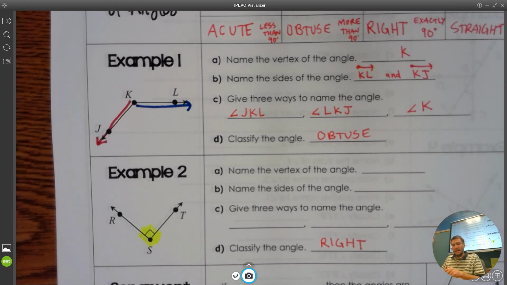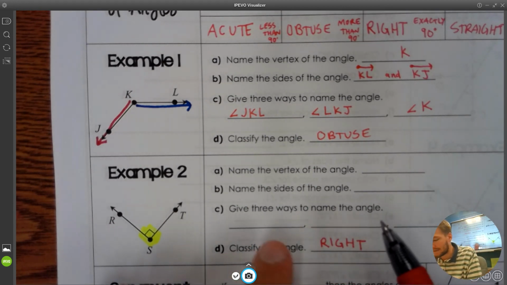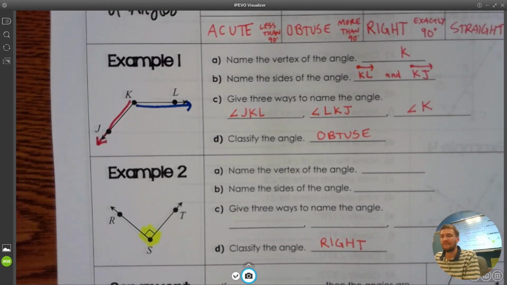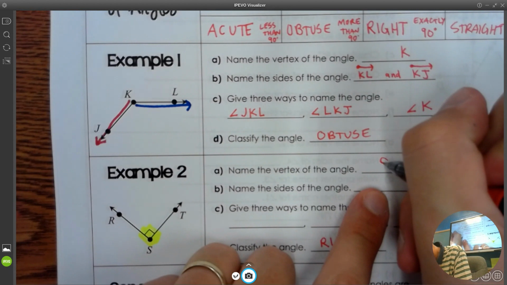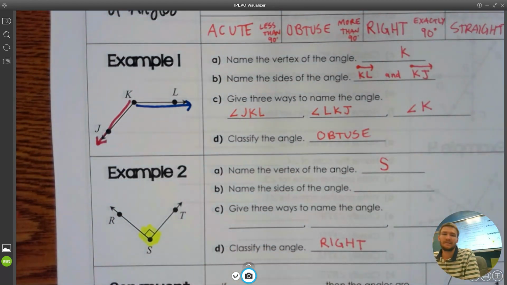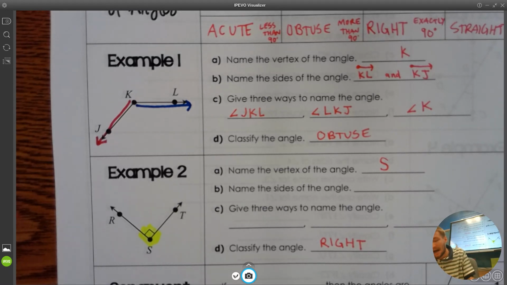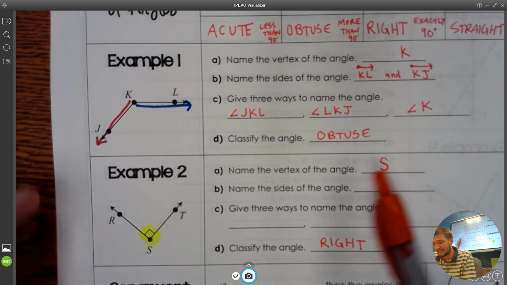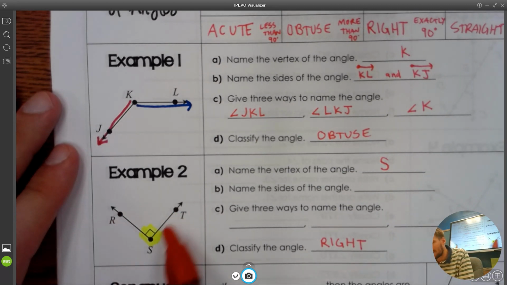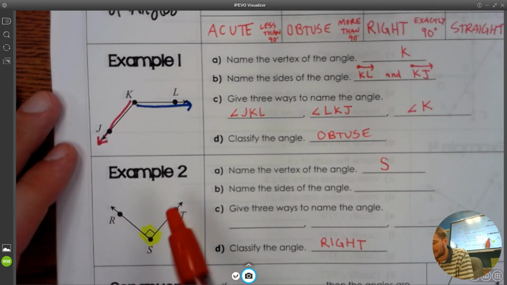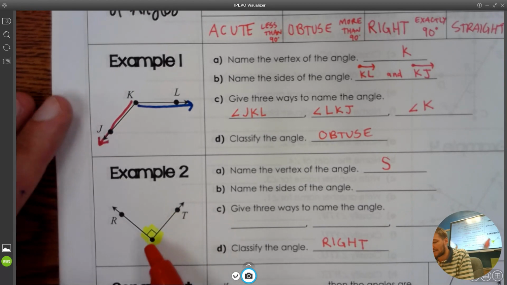Let's get 5 different people to help me out with 5 different answers. And maybe even 6. Maybe we'll split the sides into 2. Who can tell me the vertex? What do you got, Jace? S. I think that's perfect, right? Remember, the vertex, I always think about it like it's just the most interesting spot. And the vertex is going to be kind of like the corner of the angle or the middle of the angle or where the 2 rays meet. Remember, they share a common endpoint of S.